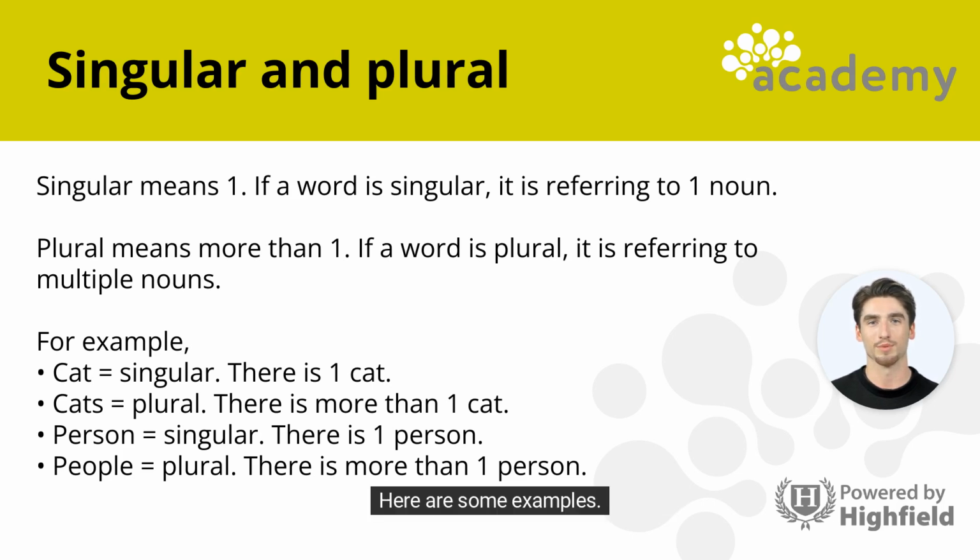Here are some examples. The word cat is singular. There is one cat. The word cats is plural. There is more than one cat. The word person is singular. There is one person. The word people is plural. There is more than one person.